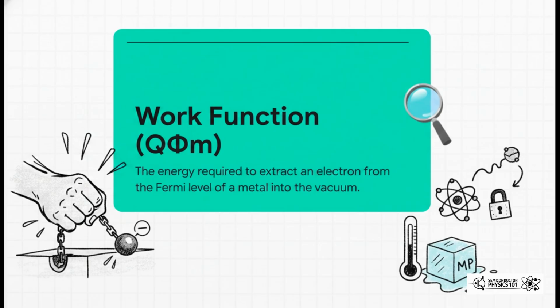All right, the first key idea you need to know is something called the metal's work function. You can think of it as a measure of how tightly the metal holds onto its electrons. If it has a high work function, it takes a whole lot of energy to pull an electron away. It's a fundamental property of that metal, just like its color or its melting point.